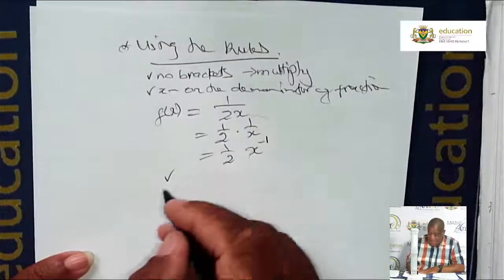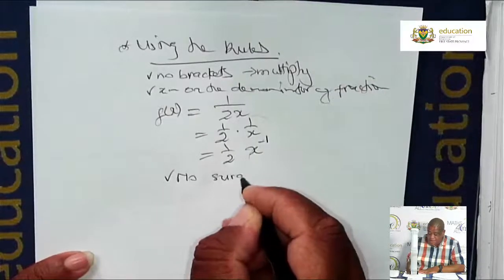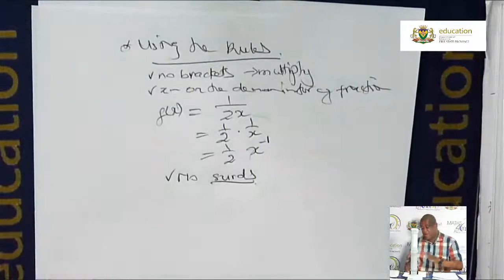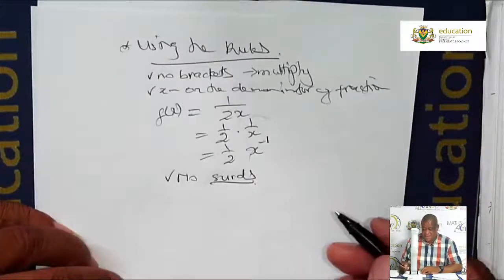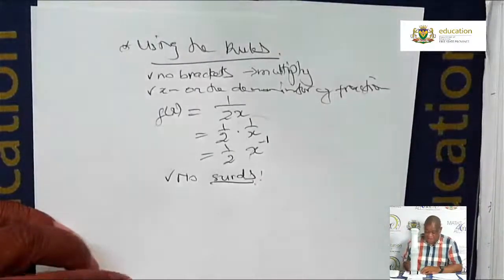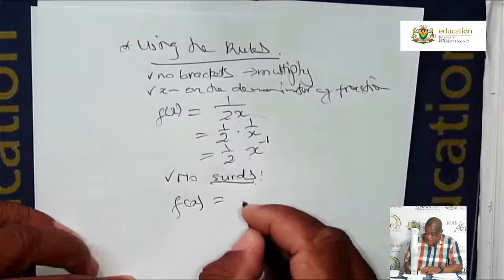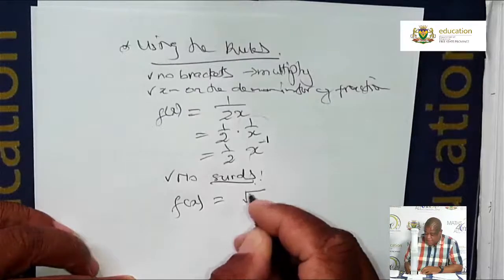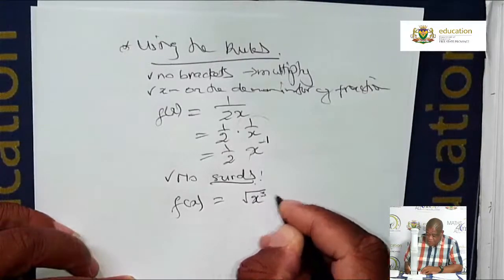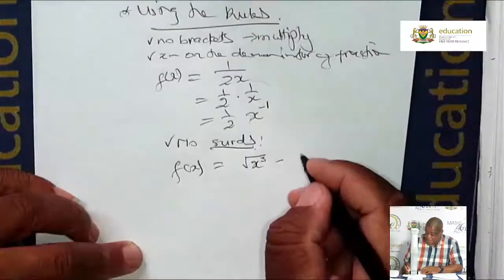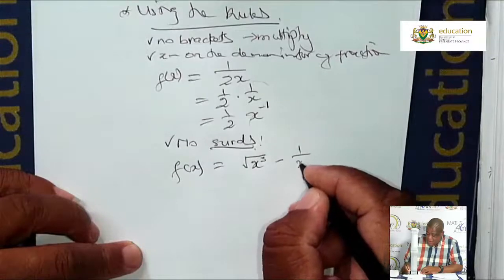And the third element is to make sure that there are no surds. No surds involved. Because we can't differentiate if there are surds. What do I mean by no surds involved? Our function can be, just for an example, the square root of x to power 3 minus 1 over x squared.